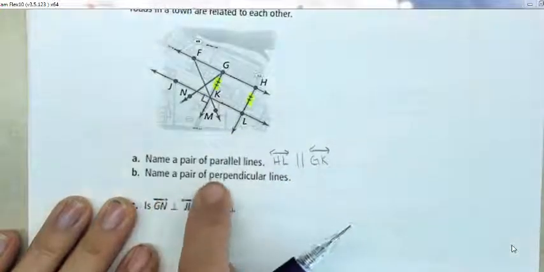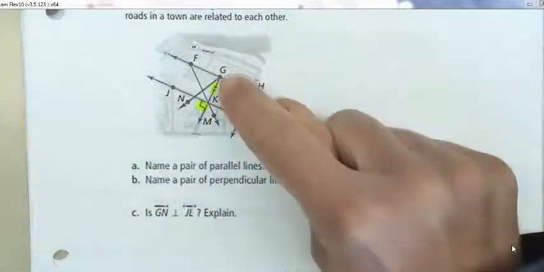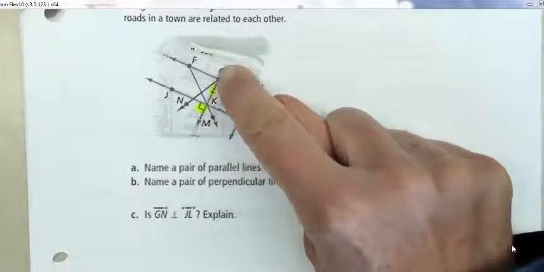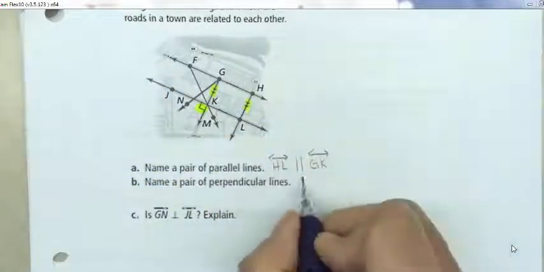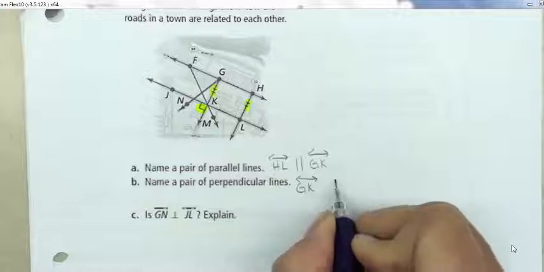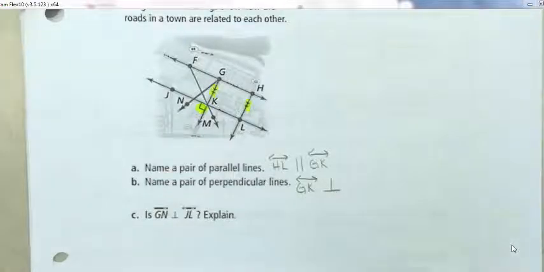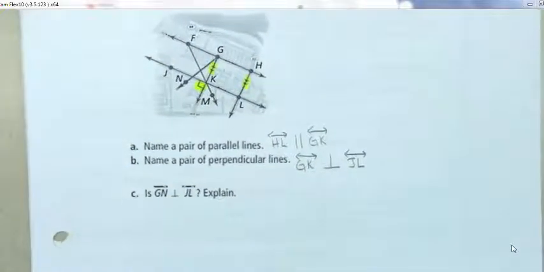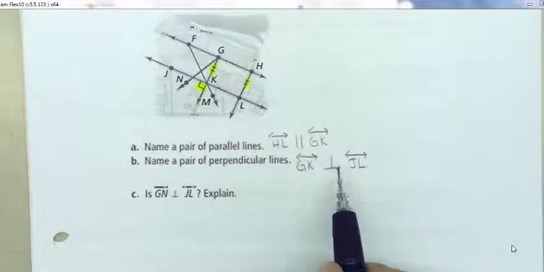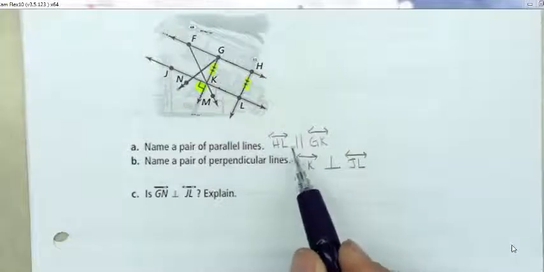Now we'll name a pair of perpendicular lines. We know that this little right angle here shows us that two lines are perpendicular. So I could do, how about line GK and line JL. So line GK is perpendicular, so that's the perpendicular symbol, to line JL. So these are symbolic forms. It's a lot easier than writing line HL is parallel to line GK. Just use the little symbols.